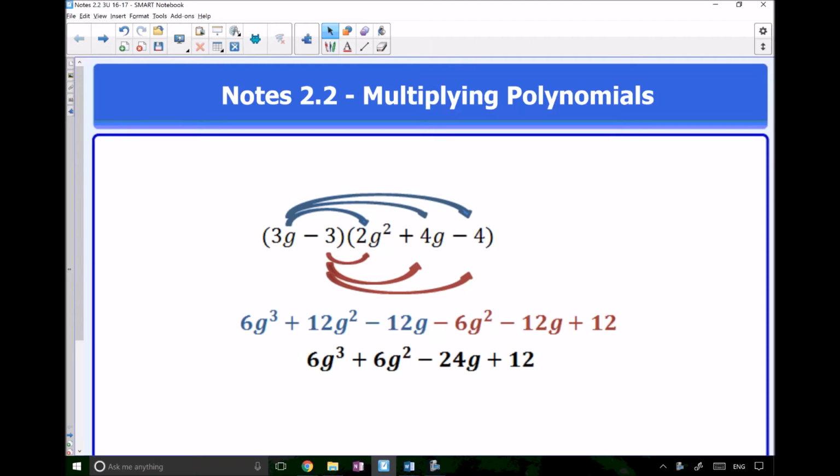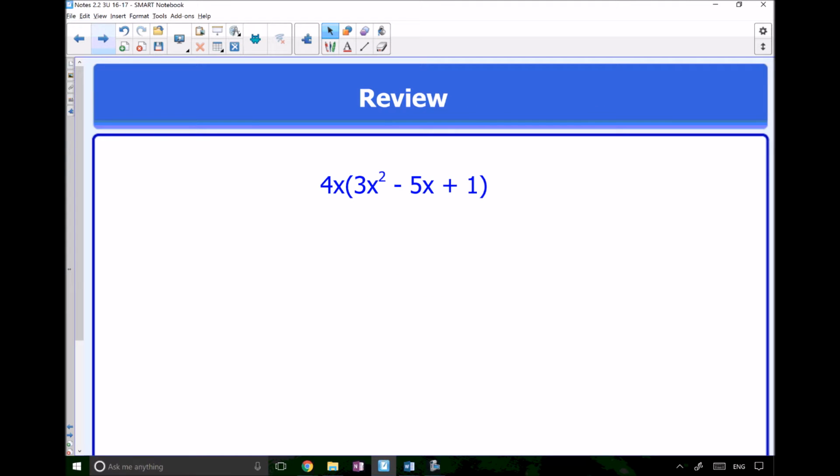Hi, ladies and gentlemen. We are looking at notes 2.2, which are on multiplying polynomials, which you already have some experience with. In grade 9, you did multiplying a monomial to a polynomial, and then in grade 10, you did multiplying a binomial by a binomial, which is pretty much just FOILing. And now we're going to learn how to multiply any type of polynomial by any type of polynomial. All right, so let's just do a quick review.